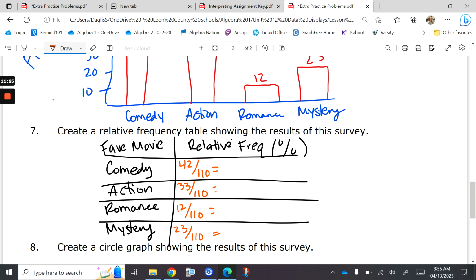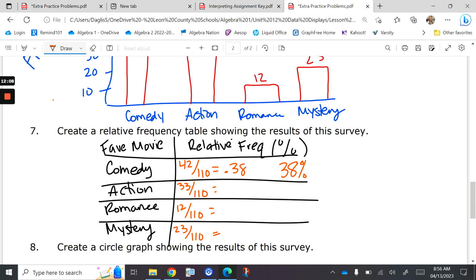Okay, yeah. So 42 divided by 110. Try again. 42 divided by 110. You had them flip-flopped. Do 42 first. We should get about 0.38. Okay. Now, is that a percent? Yes. How do I make that into a percent? It's almost there. 0.38 is 38%. That's what I want.